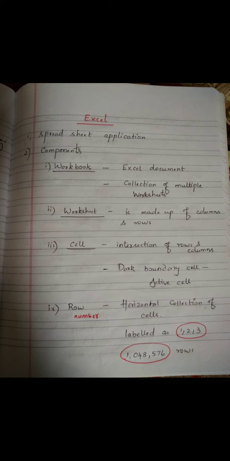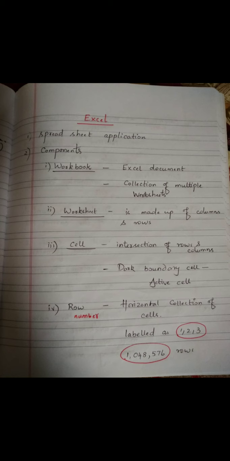Okay, Excel. Excel is a spreadsheet application. The various components of Excel are: workbook. The Excel document is called a workbook, and this workbook has a collection of multiple worksheets. A worksheet is made up of columns and rows. Cell: the intersection of rows and columns is called a cell. The dark boundary cell is called the active cell.